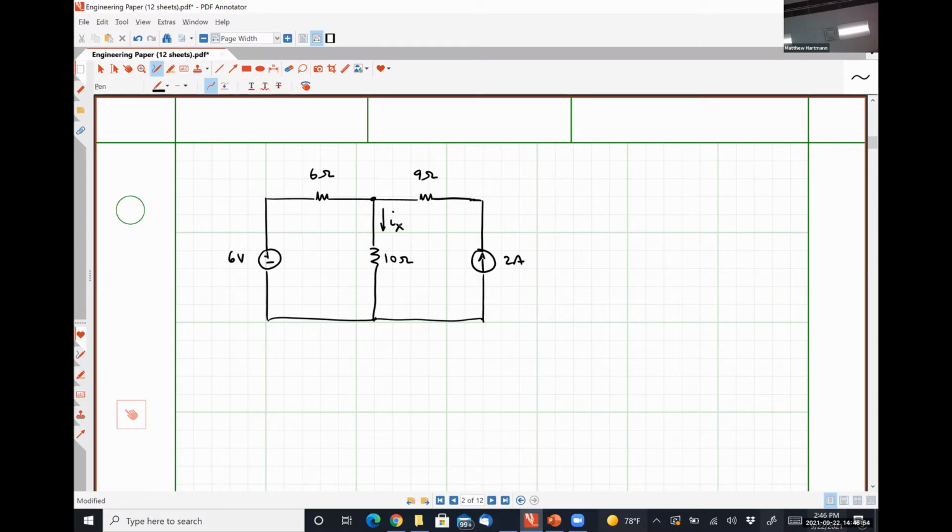Anybody have any thoughts? We're going to have to apply Kirchhoff's current law, maybe some Kirchhoff's voltage law, potentially Ohm's law, and all that kind of good stuff, right?